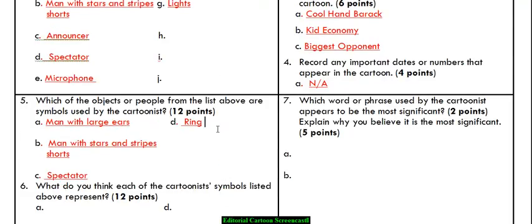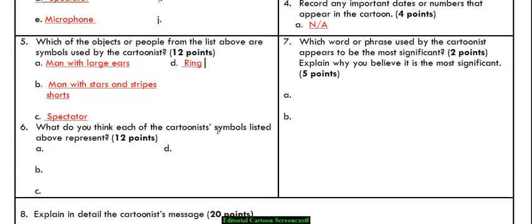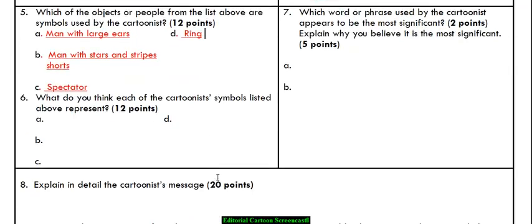That's not important. Moving down to number 6, though, what do you think each of the cartoonist symbols listed above represent? So now that we've decided that we have 1, 2, 3, 4 objects and or people that symbolize something, now we need to figure out what they symbolize. So as we've talked about before, the man with the large ears is President Obama. So these letters do need to match up. A, man with large ears, A, President Obama.